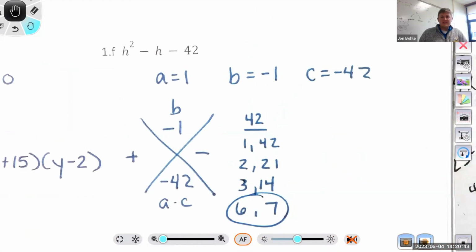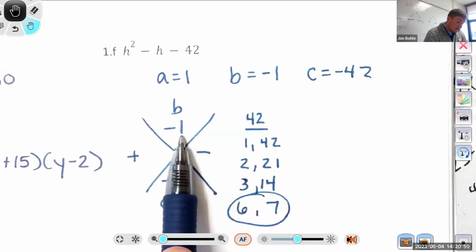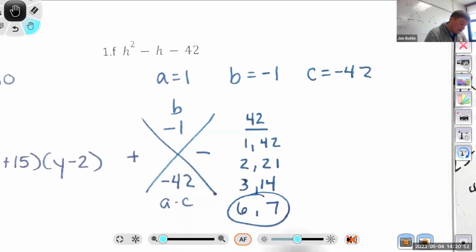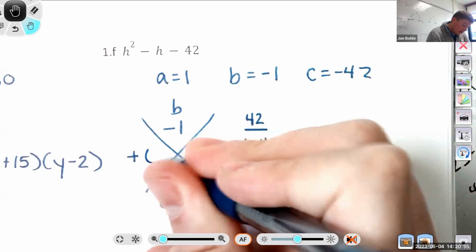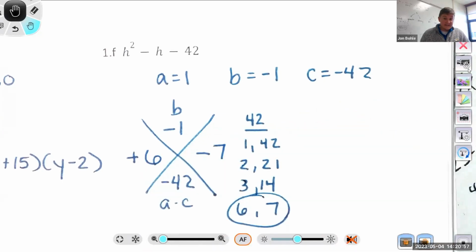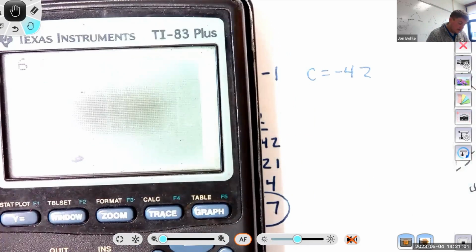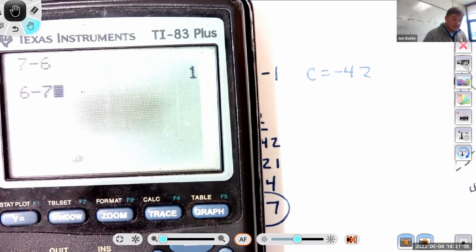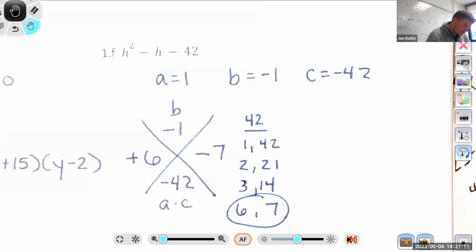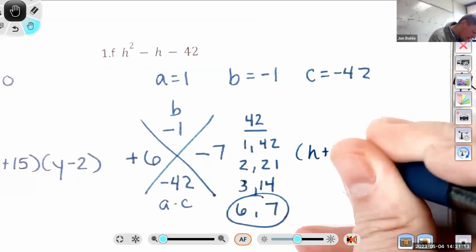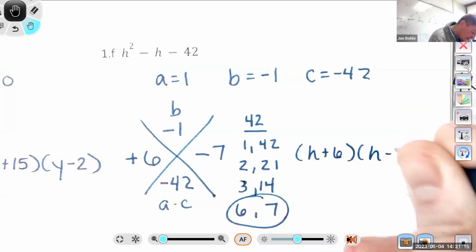Now it's a matter of, is it -7 or +7? Is it +6 or -6? Well, I'm subtracting to a negative number, so that means the larger of the two values is going to be negative. You can also just honestly guess. If you think the 6 is going to be negative, you're going to go 7 minus 6 and get +1. And if that doesn't work, 6 minus 7 is -1, so the other option will work. So this is going to factor into h plus 6 times h minus 7.